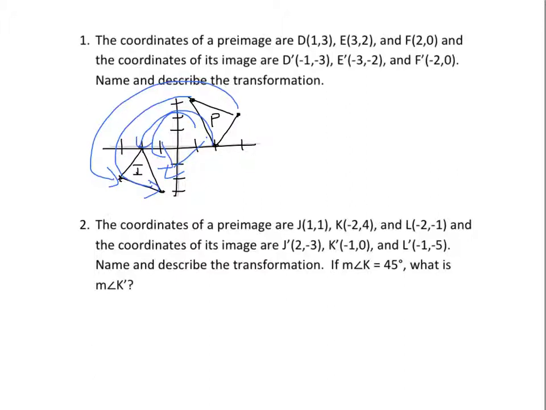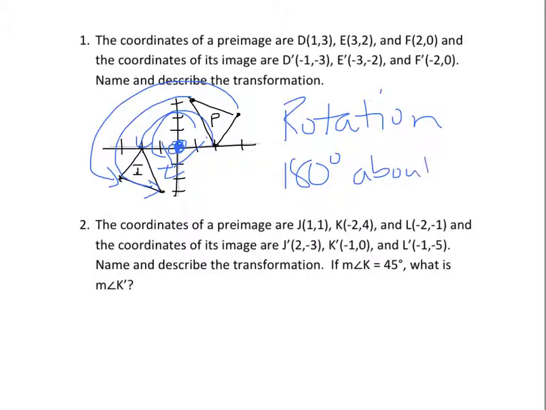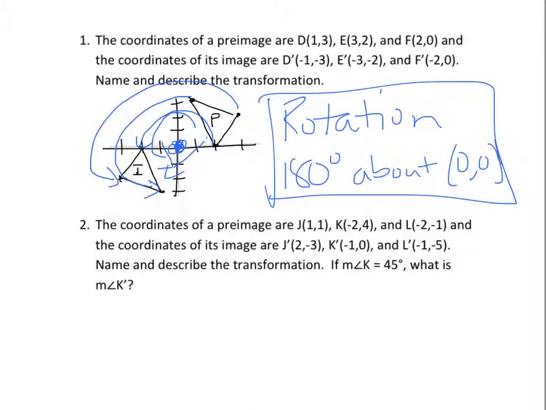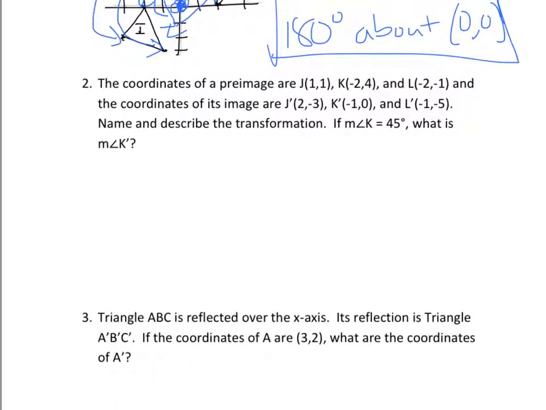So if we want to name and describe the transformation, it's a rotation. You're twisting it. And how would you describe that rotation? Well, it's about 180 degrees, it looks like. And you have to rotate around a certain point. In this case, we're rotating around the point 0, 0. So, a rotation of 180 degrees about the origin, or 0, 0. Right? So there's not a whole lot you're going to have to calculate in this. You're just going to have to be able to notice what types of transformations are being used.